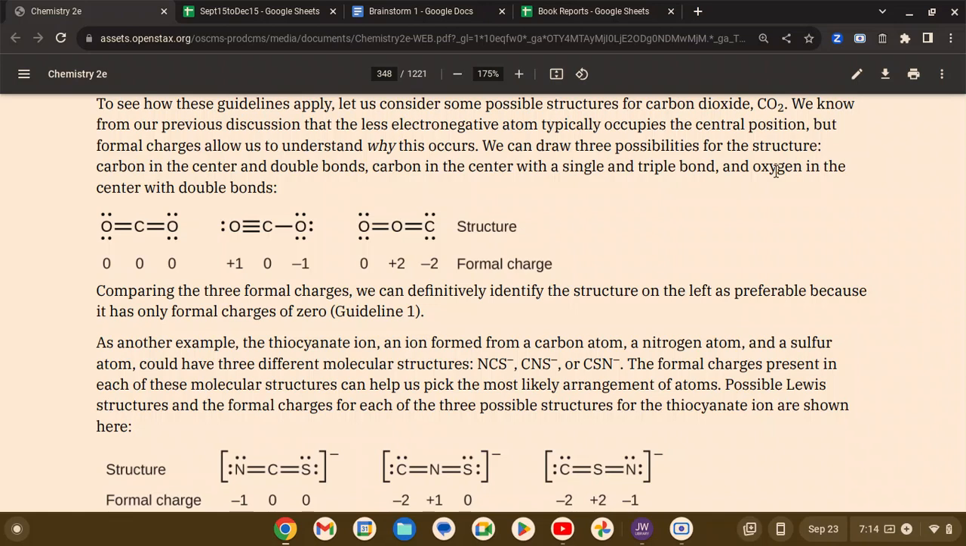As another example, the thiocyanate ion, an ion formed from a carbon atom, a nitrogen atom, and a sulfur atom, could have three different molecular structures: NCS, CNS, or CSN. The formal charges present in each of these molecular structures can help us pick the most likely arrangement of atoms. Possible Lewis structures and the formal charges for each of the three possible structures for the thiocyanate ion are shown here.